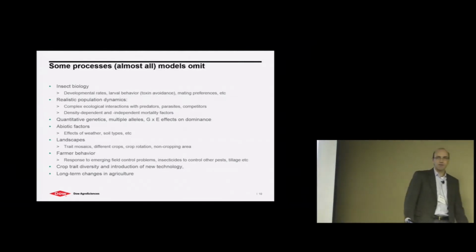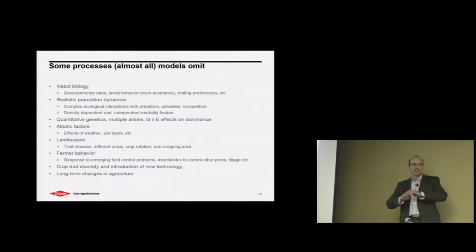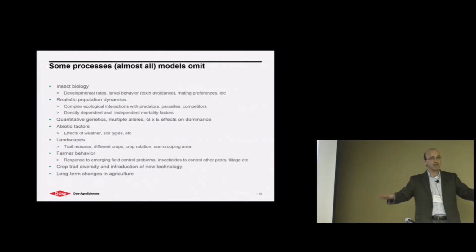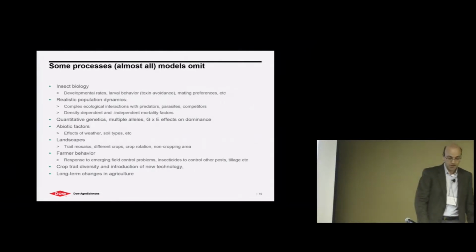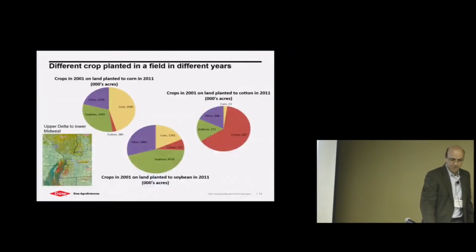Cropping diversity and introduction of new technologies. We're assuming, again, we've released Cry1Ab corn in 1996, and then we assume that that's static and it's going to be Cry1Ab corn for the next 150 years and nothing else. Well, we hope that's not true, because it's not my product. And then there are longer-term changes in agriculture.